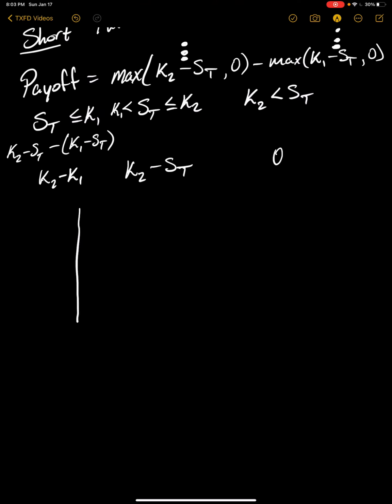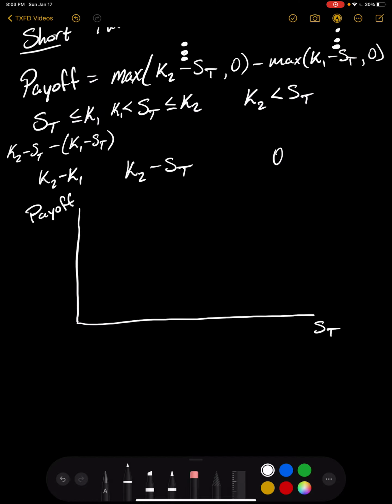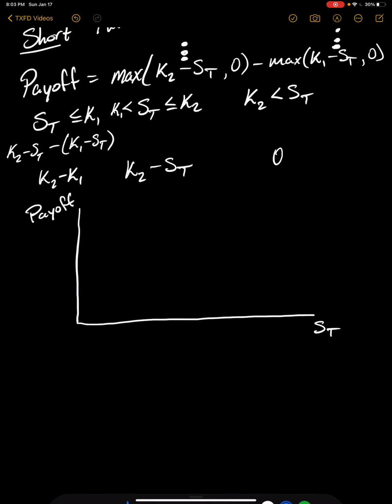Now let's draw out the payoff diagram for the put bear spread, and this is going to be as a function of S of t, and we're going to have the payoff on the y axis here, and let's mark off in blue our strike prices.